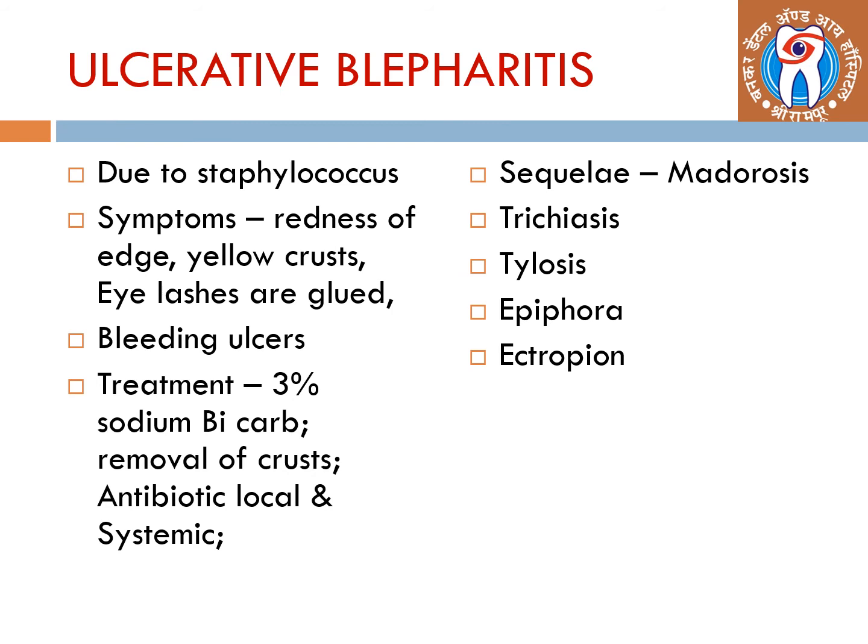Coming to ulcerative blepharitis, it is an infective condition and is usually due to staphylococcus. The yellow crust glues the eyelashes together, and on removing them, small bleeding ulcers can be seen. The symptoms are redness at the edges of the lid, itching, soreness, lacrimation, and photophobia. The differential diagnosis is conjunctivitis, in which removing the crust does not reveal any bleeding ulcers.